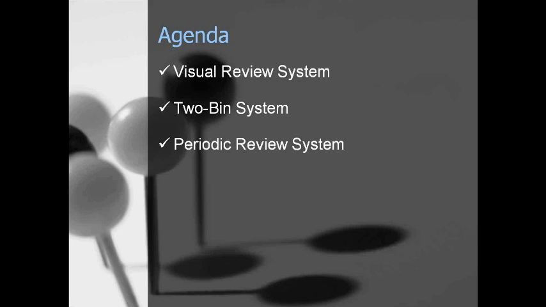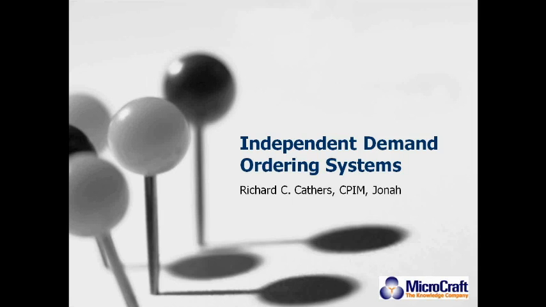So remember, if you're going to use any of these systems, the items have to be inexpensive. They typically have many small transactions that are costly to capture. And to get a resupply of these items, it's readily available from either your supplier or from some other mechanism. Okay, that covers independent demand ordering systems for this month.